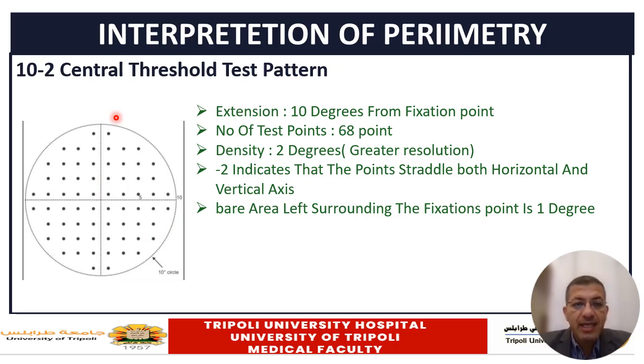The 24-2 is 6 degrees apart. However, the 10-2 is 2 degrees apart. So this gives you a high resolution for the central 10 degrees, useful in cases of advanced glaucoma, as well as in early detection of glaucoma if there are any changes in the central area. In the next slide, we will show when we use the 10-2 and when we use the 24-2.